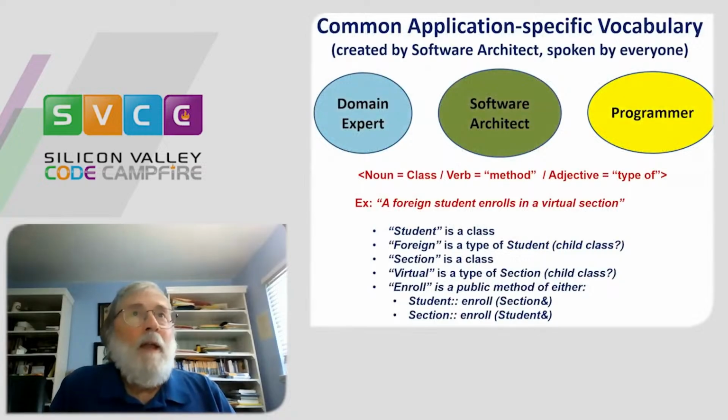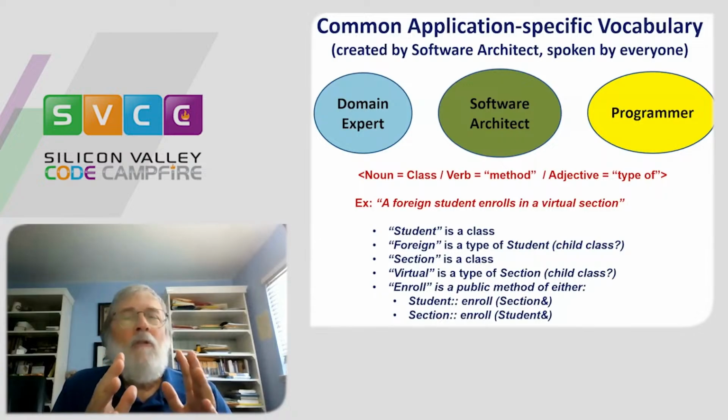And all of this is heading toward defining a common application-specific vocabulary. The software architect is bridging the gap between the domain expert and the programmer. One simple way to do this, and again, this is just a very simple first pass attempt to define an application vocabulary: if it's a noun, it's a class or an abstraction. If it's a verb, it's a method or a function or a subroutine on that class. If it's an adjective, it's a type.